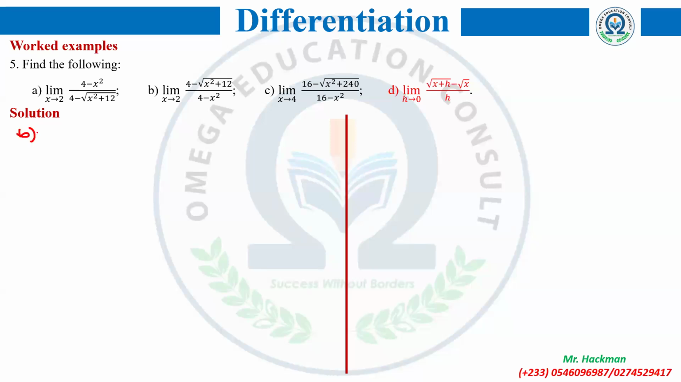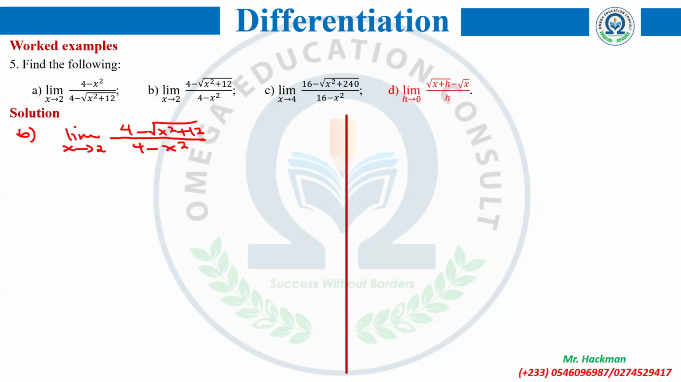So B, what are we given? The limit as x approaches 2 of 4 minus root of x squared plus 12, all over 4 minus x squared. So again, we ask ourselves, we are taking the limit of a rational function, a function of another function. So we ask ourselves, is direct substitution allowed?